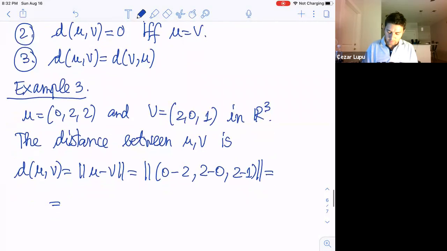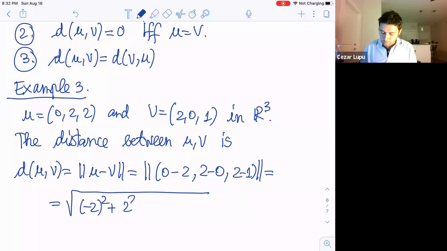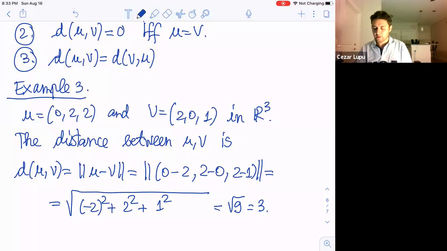which is nothing else than the square root. Now we are applying the definition of the length of a vector. So this will be the square root of negative 2 squared plus 2 squared plus 1 squared, which is 9, square root of 9, which is 3. And you can come up with plenty of other examples. Well, it's quite clear how you would compute the distance between two vectors.